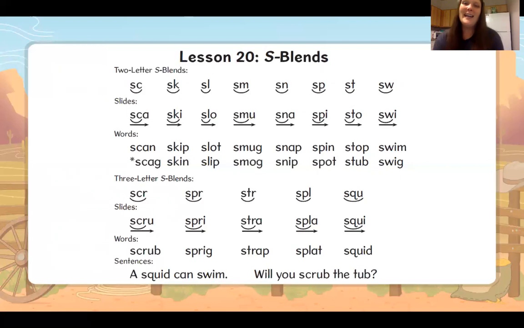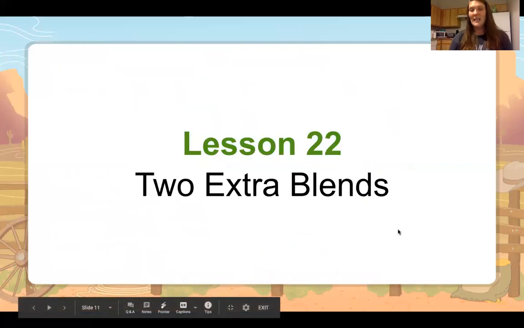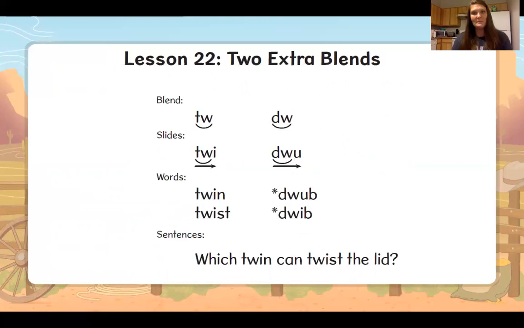Okay. All right, now we're going to look at our two extra blends, and actually we're going to kind of talk about a third one. Okay, so our two extra blends are TW and DW, and they aren't in a lot of words, but we want to go ahead and talk about them right now. So with the slides, we have twi and dwa. They keep their same sound. You can still hear the T and the W, twi, dwa.